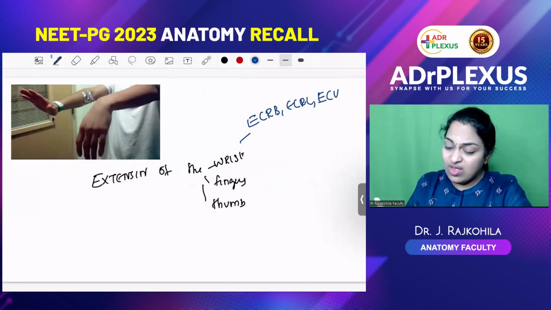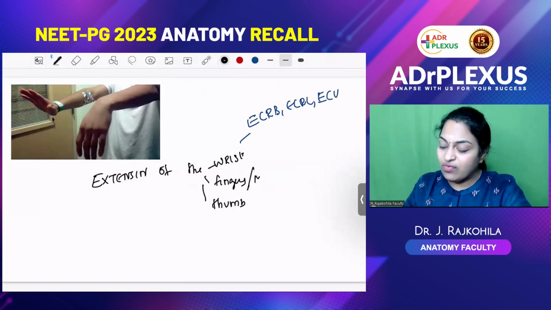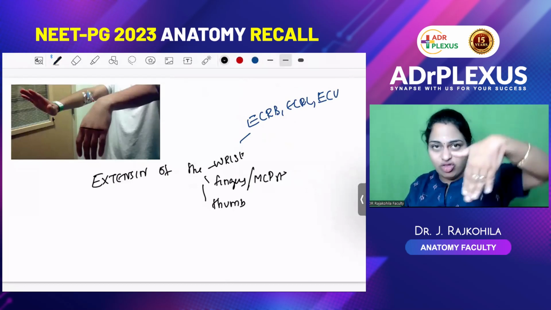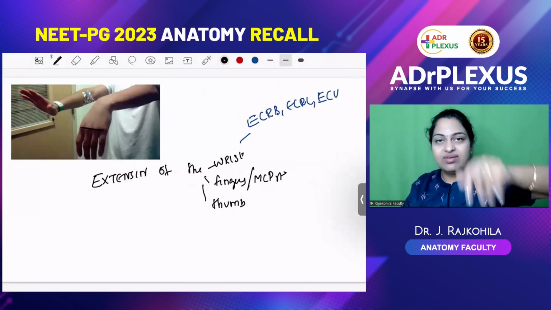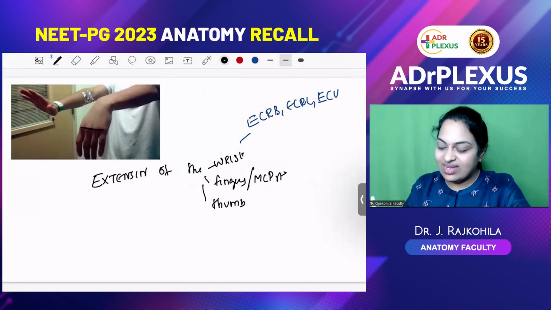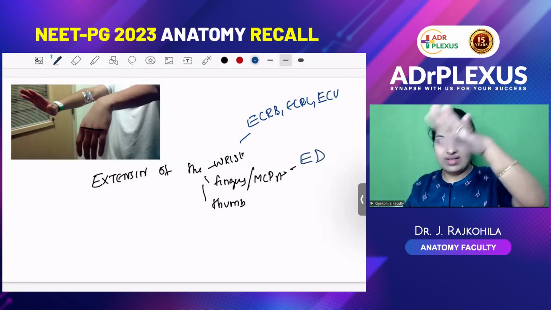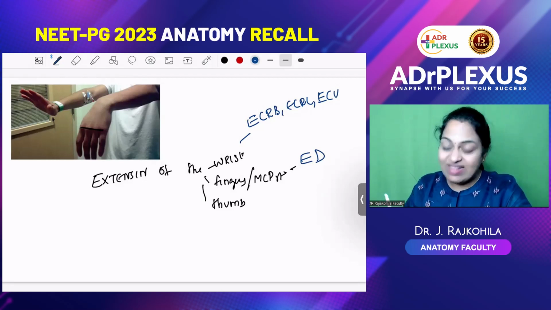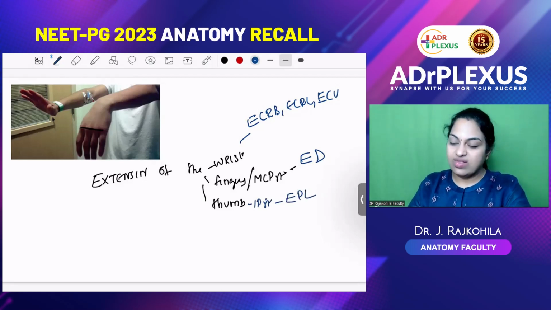What are the extensors of the fingers, or the extensors of the metacarpophalangeal joint? This is the metacarpophalangeal joint, right? You're not able to extend it, right? Yes, that is the extensor digitorum muscle. The extension of the thumb at its interphalangeal joint is produced by extensor pollicis longus. Now, all these are innervated by the radial nerve.